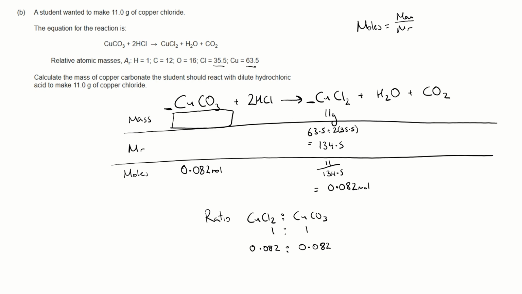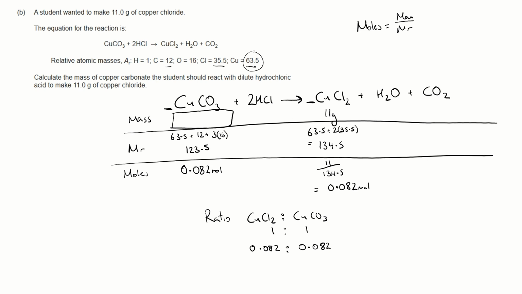Our Mr is 63.5 again, plus 12 for carbon, plus 3 times 16 for oxygen. Put it in my calculator, and that equals 123.5.